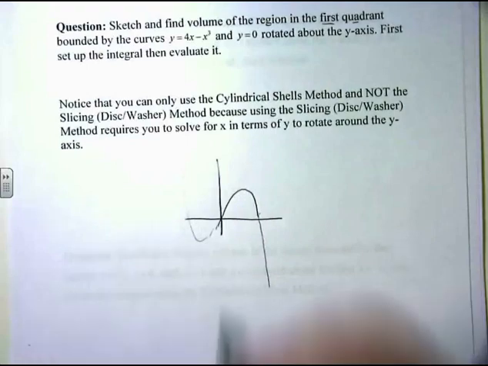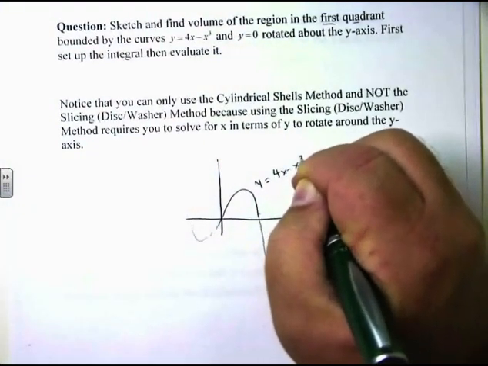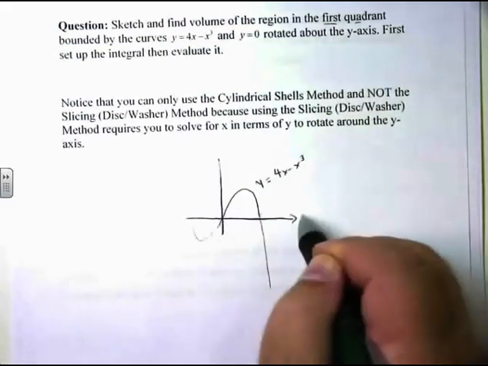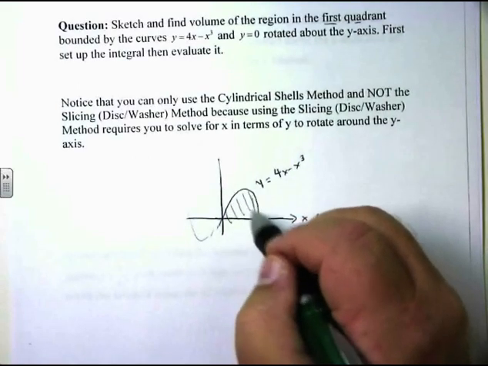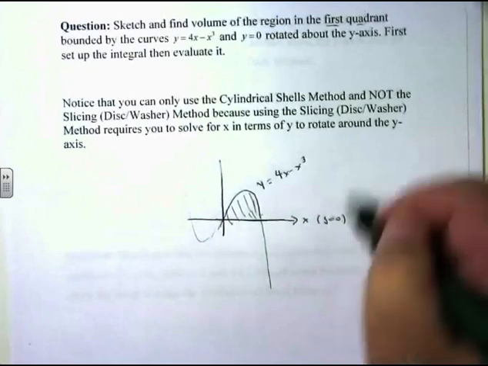Okay. So this is the graph of y equals 4x minus x cubed. Y equals 0, that's also known as the x-axis, y equals 0. So we're talking about this region right in here. Okay? Now, we want to figure out the points of intersection here. So set equal to each other.